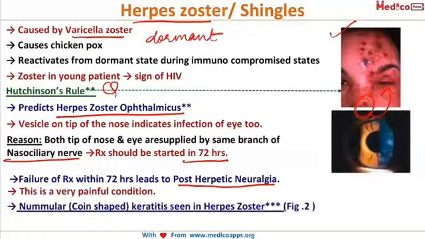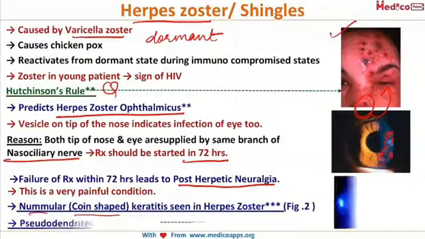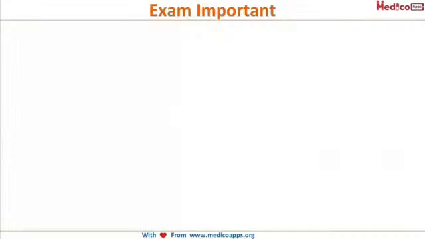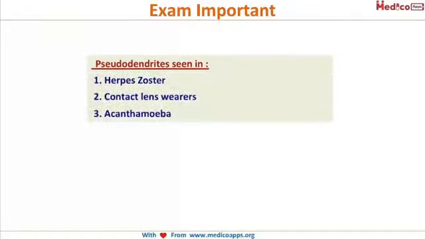Another form over here is the nummular keratitis. By nummular, I mean coin-shaped. Please look at this picture. All of these coin-shaped opacities characterize the nummular keratitis seen in herpes zoster. Also here again, you're going to see pseudodendrites. These are how the pseudodendrites appear. Now, a few important points from your exam point of view. For a quick revision, pseudodendrites, we have learnt all these 3 conditions now. They are seen in herpes zoster, contact lens wearers and acanthamoeba.